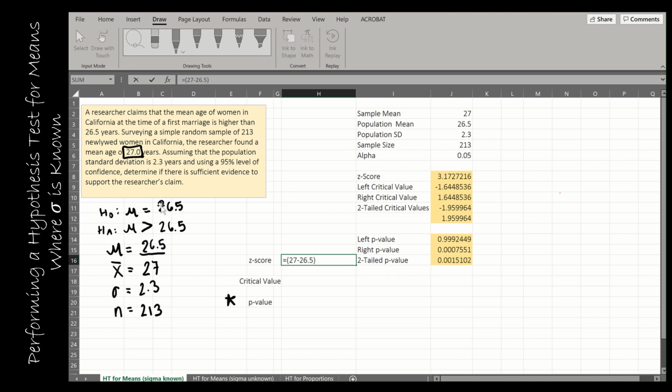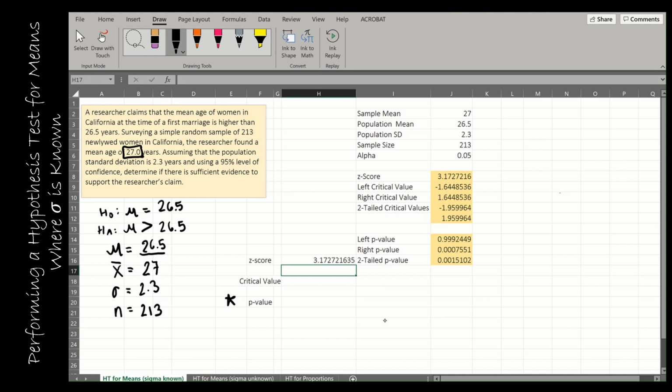This value in your hypothesis should always be that second value in the numerator. Then I'm going to divide it by the population standard deviation. Notice I'm putting that in parentheses, 2.3 divided by the square root of the sample size, which is 213. My z-score is 3.17272, etc. Now, that's a very high z-score. Now I'm going to look at this two different ways. I'm going to look at the critical value and I'm going to look at the p-value.